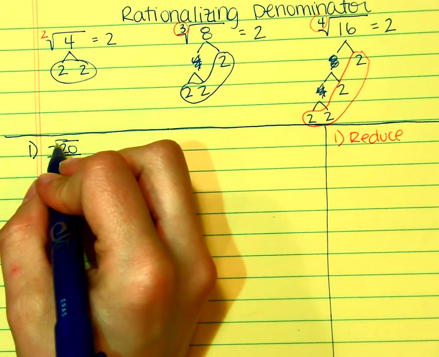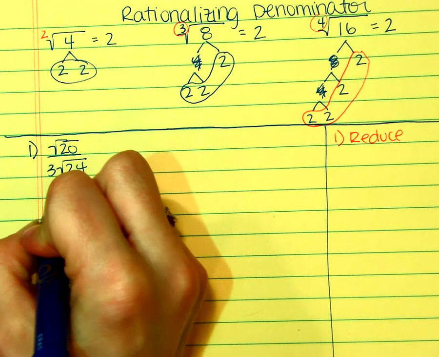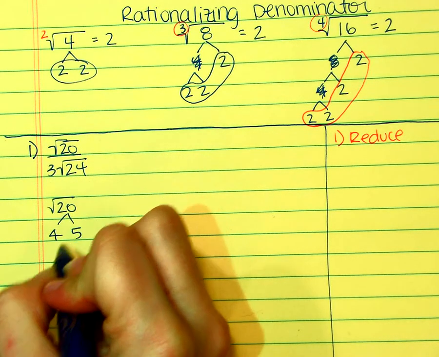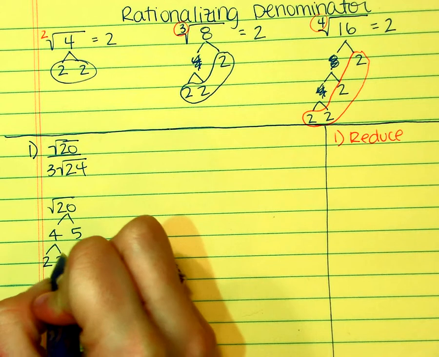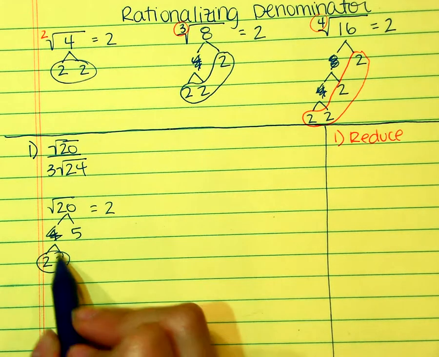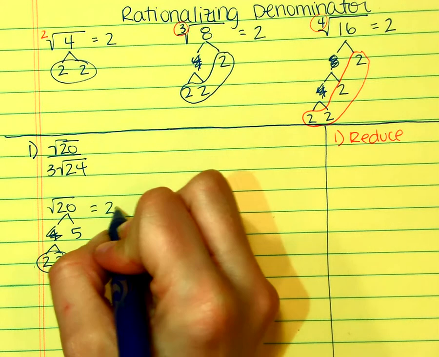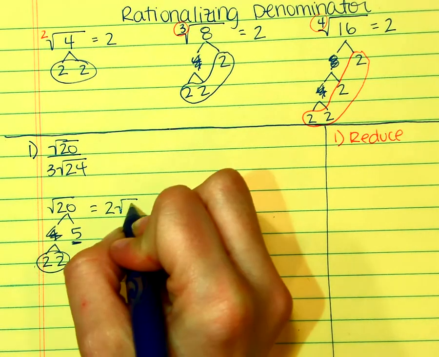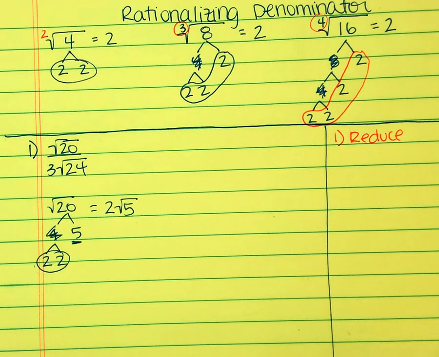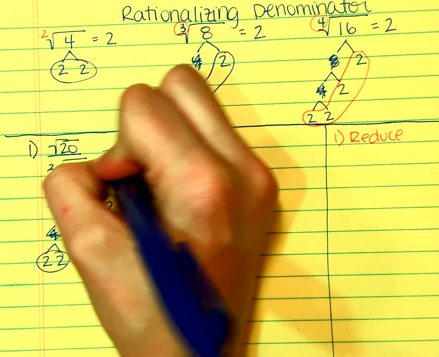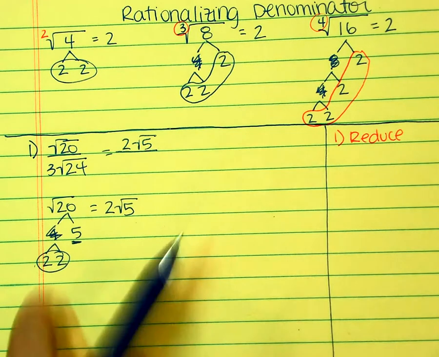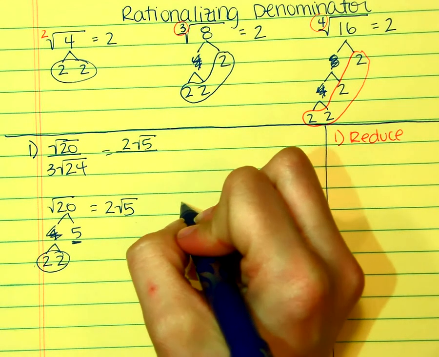So square root of 20, I can break down into 4 and 5, 2 and 2. This becomes 2 because I have a pair of 2's. Anything left over, this 5 stays inside. So that top, the numerator becomes 2 square root 5. Let's see what the denominator becomes.